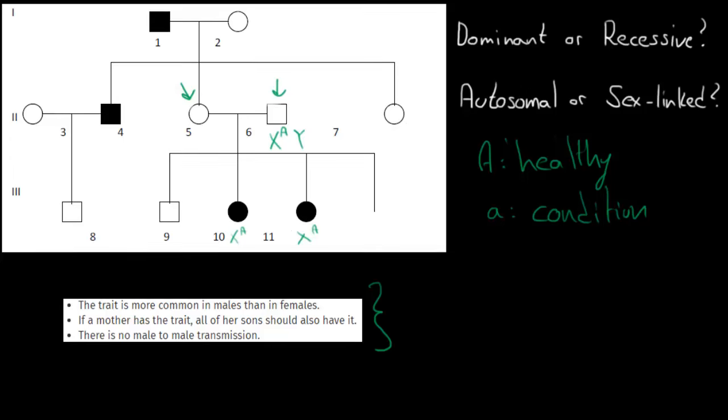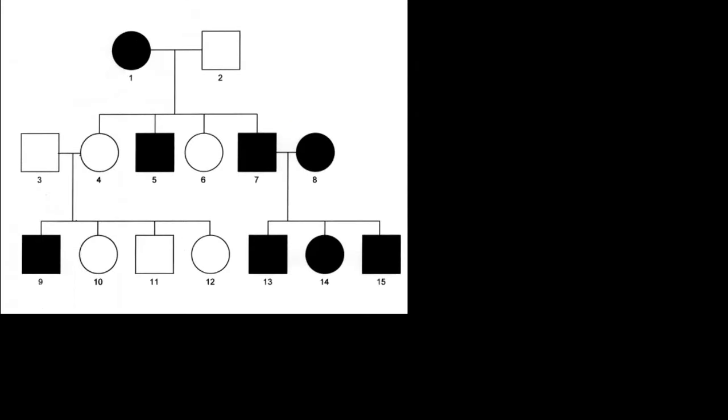Now, let's go to the second example. So, is it dominant or recessive? You can see we have two parents that are both healthy and they have one offspring that has the condition you're looking for. Therefore, this is a recessive type of inheritance. Now, is it autosomal or sex-linked? Of course, it's autosomal because, as I explained before in the previous example, in sex-linked inheritance there is no chance that a healthy male will have a daughter that suffers from the condition. Let's go to the third example.